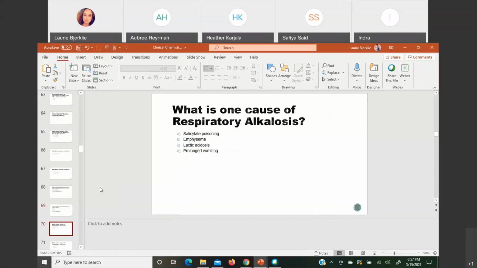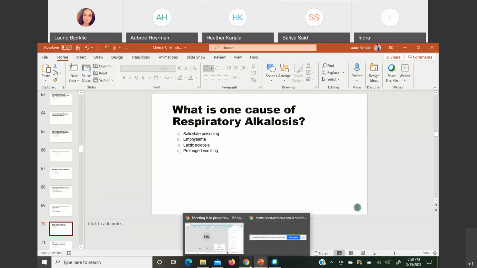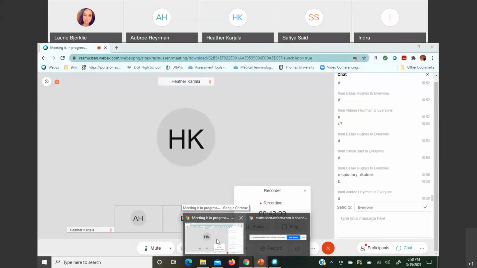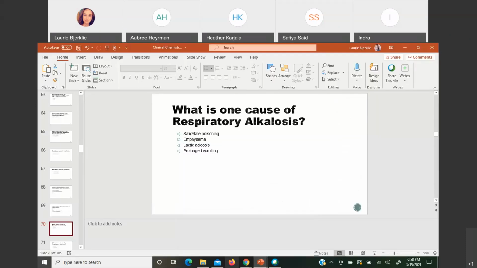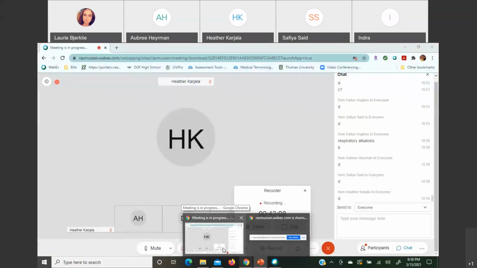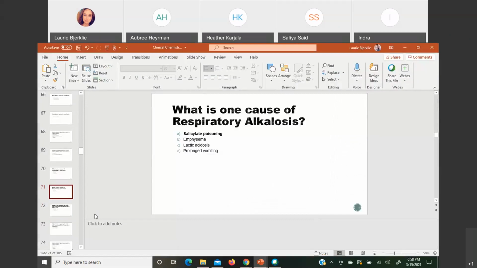All right. So what is one cause of a respiratory alkalosis? What would put us into a respiratory alkalosis? I know people are still answering. Okay, I think enough have answered. In this case, salicylate poisoning would be one cause of respiratory alkalosis.